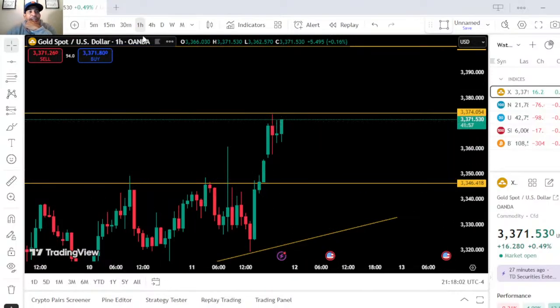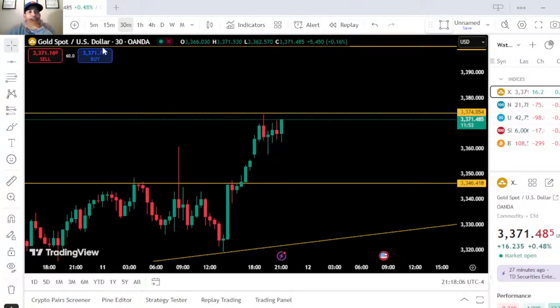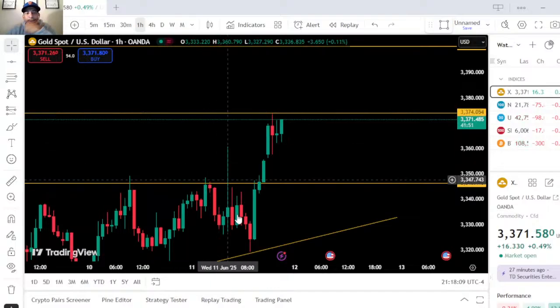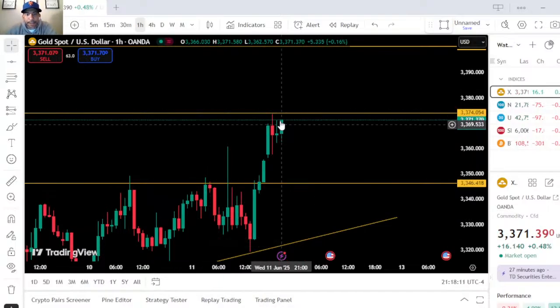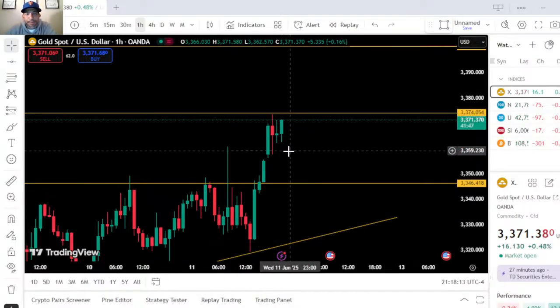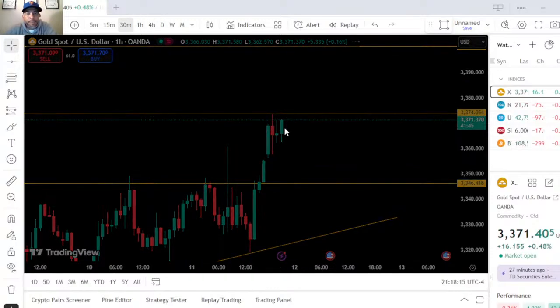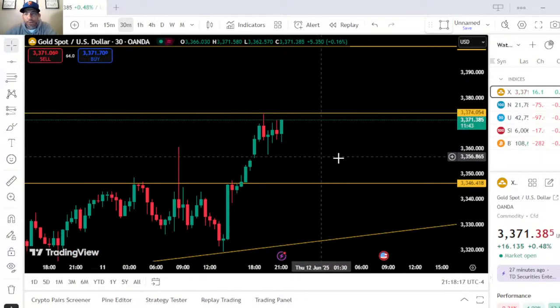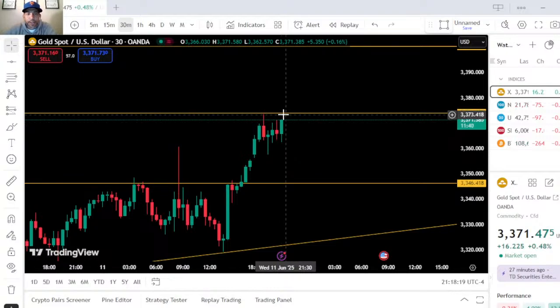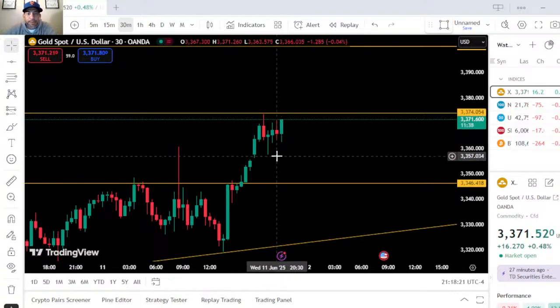Took out the 30 highs here. I mean the 1 hour highs. Again, 30 highs just broke as well. All right, breaking the highs here, but at this point, for me the best option would probably be a 30-minute closure above, or the 1 hour closure above. So we're gonna come up and tap this level and then flip.